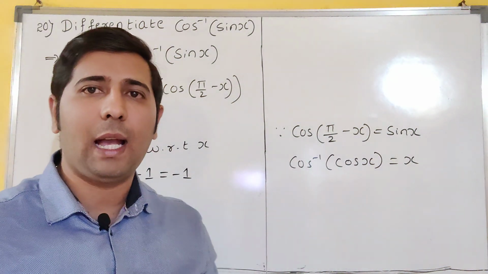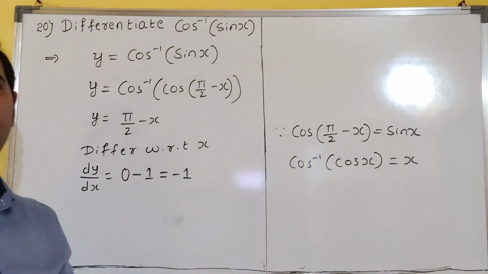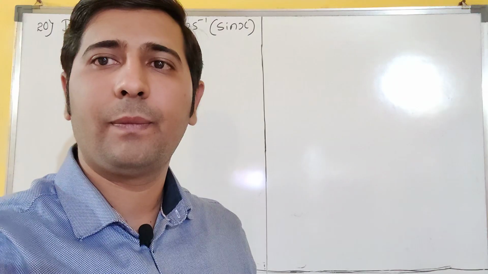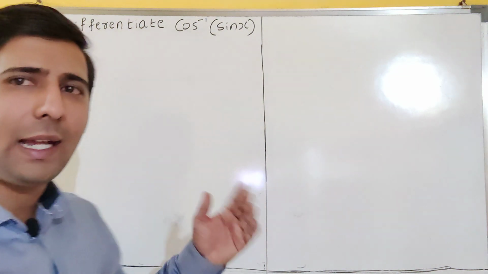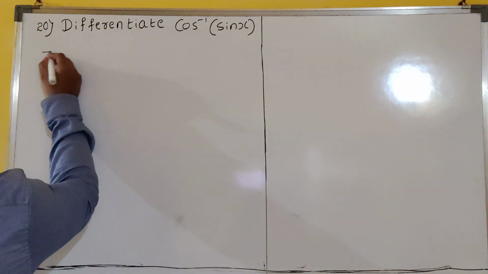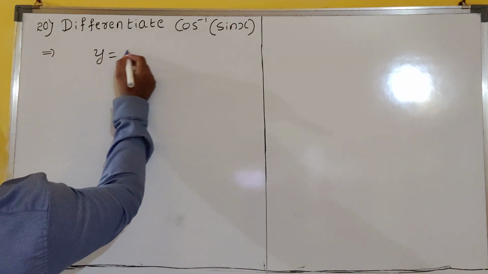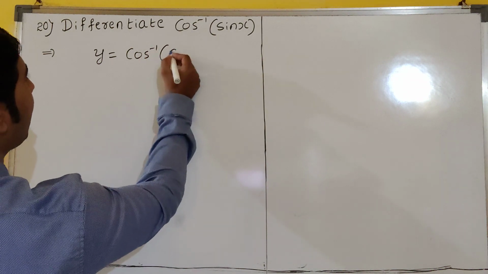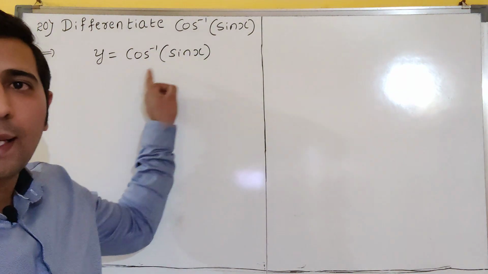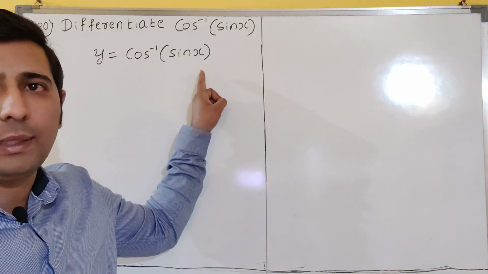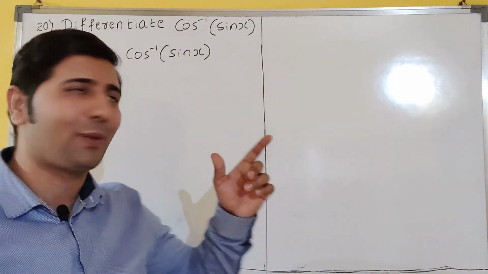So another method I will show. See, dear students, another method I will show you. Same question only, in another method how we can solve. So we will give the name for this. Y is equal to cos inverse sin x. Clear? So how to solve? This is looking like cos inverse x, we will say. This is how we will solve.